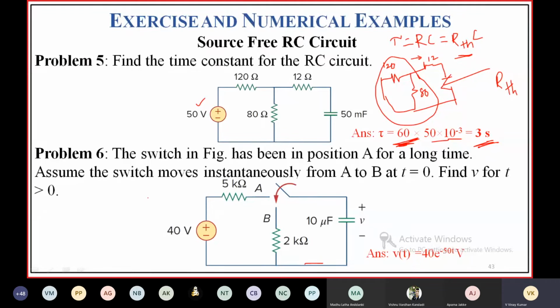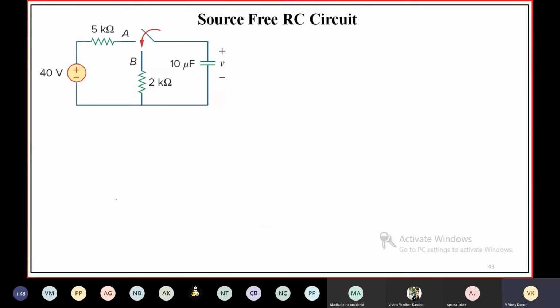Okay, so here there is a given question. The switch in figure has been in position A for a long time. Assume the switch moves instantaneously from A to B at t is equal to 0. Find V for t greater than 0. Means switch is moved to position B at t is equal to 0. This instant is t is equal to 0.